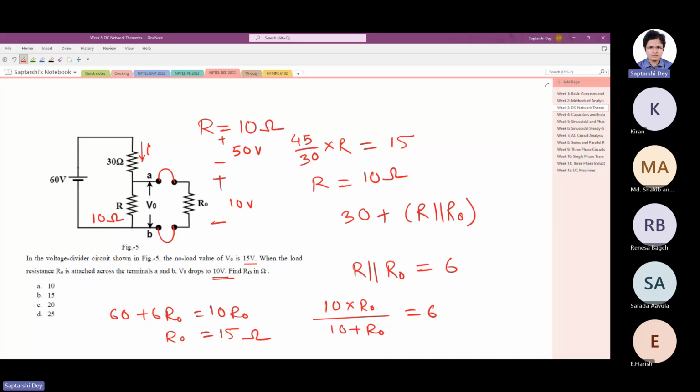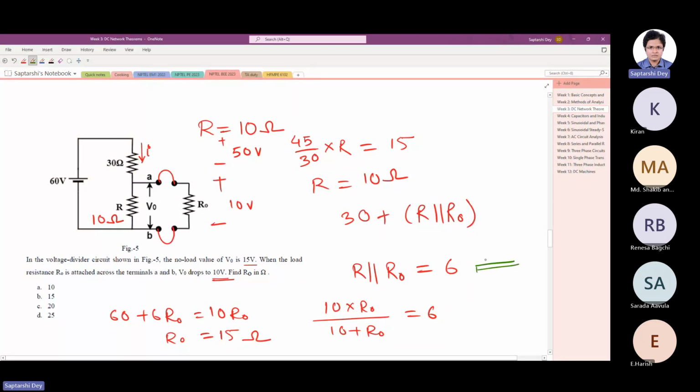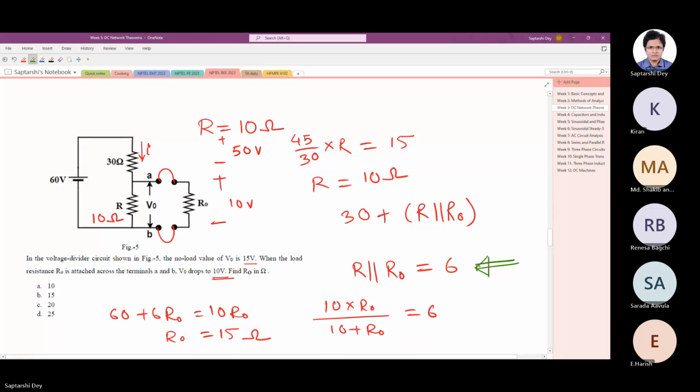Is this clear? Is it clear how I got this value, R parallel to R naught equals 6? This value how I got, is it clear? So clear. Okay.